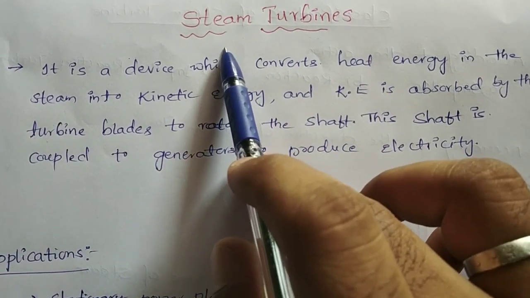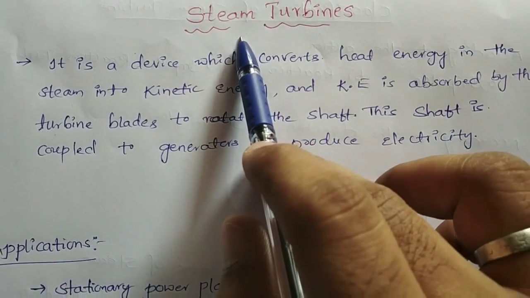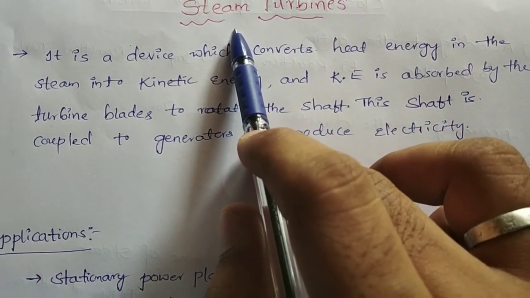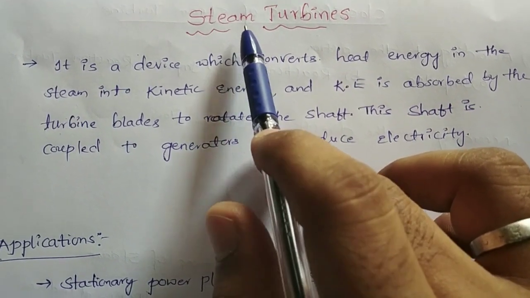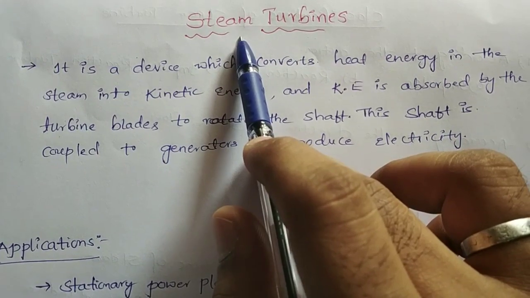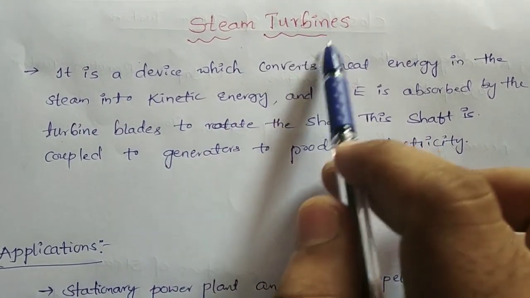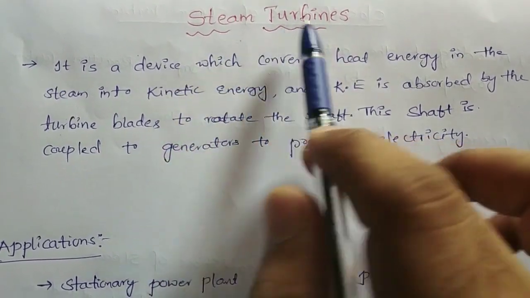Here the topic is steam turbine. With the help of the steam, what will happen? The steam is a vapor form of water. It consists of some heat energy. That heat energy is utilized to produce a rotation of the turbine. This is called a steam turbine.